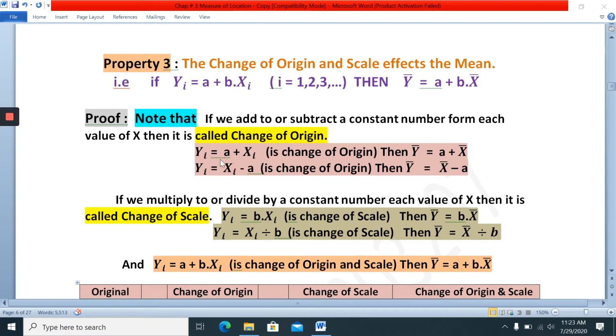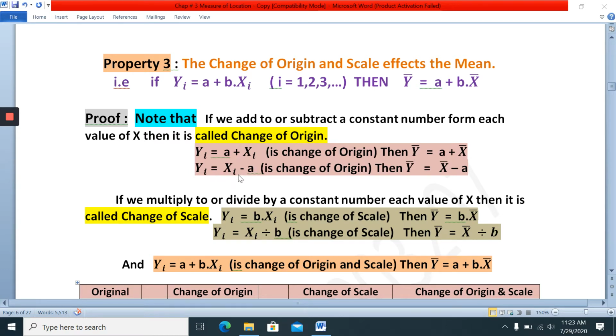This one, yi is equal to a plus xi, is called change of origin. A is any constant number. It may be 5 or 10 or 8 or negative or decimal, any number. So if you only add any number to x, then it is called change of origin. If you add a, then what happens to y bar? Y bar is equal to just add a to x bar. You will get y bar.